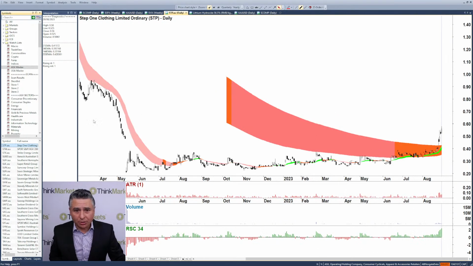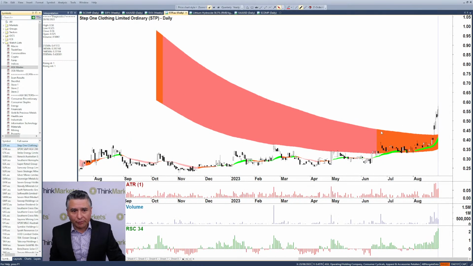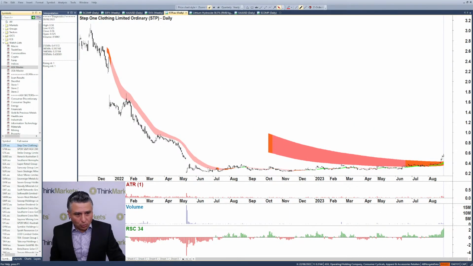STP. I can only do what I can do. Hey, seriously. Step one, clothing. Okay, well, it's trying to turn around. It is one that you really could not have bought any time through here. So that you can see how the system works. I cannot buy. Oh, but it's cheap. Oh, but it's now its value. I can't buy it.